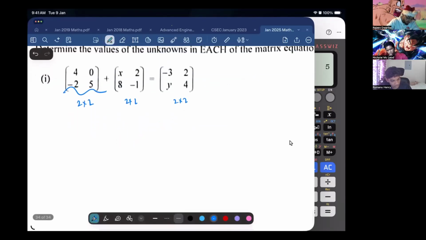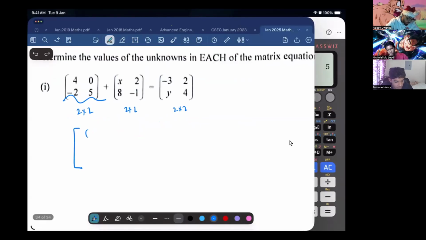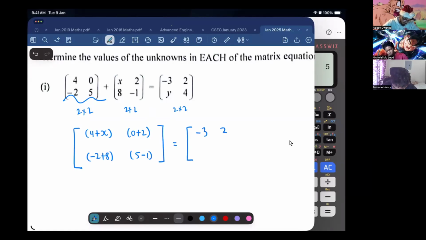Let me show you how they're going to look. In brackets, I'm going to write 4 plus x, because I'm going to add 4 and x. Does that confuse you? No, sir, I learned this in school already. Okay, cool. What's 0 plus 0, plus 3, negative 2 plus 8, and 5 plus negative 1. I'm just taking my time with it for anybody that it might be new to.